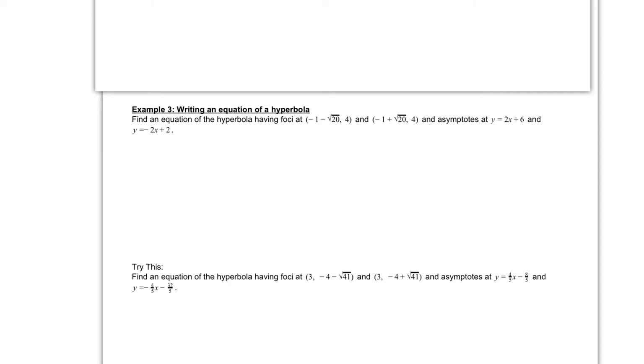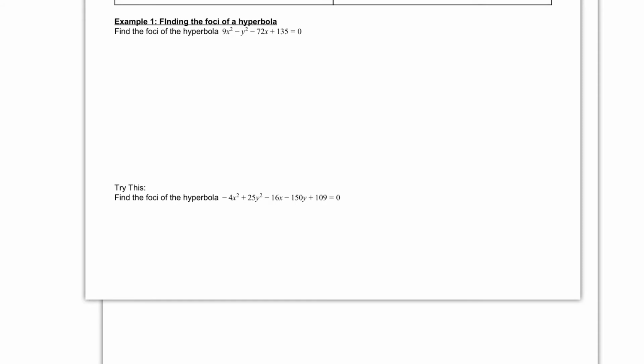The first thing we have to do is figure out, do we have an equation with the x first or an equation with the y first? So if we look at our foci, our second number is the one that's staying the same. So let's take a look at our equations to decide which equation we're dealing with.